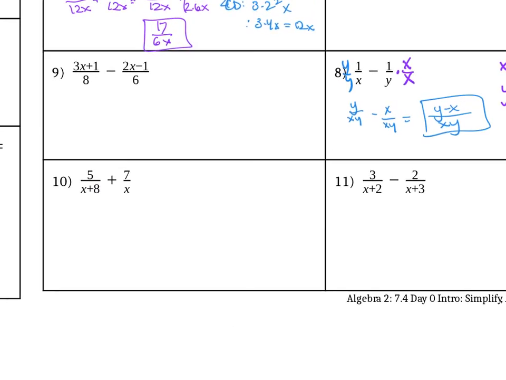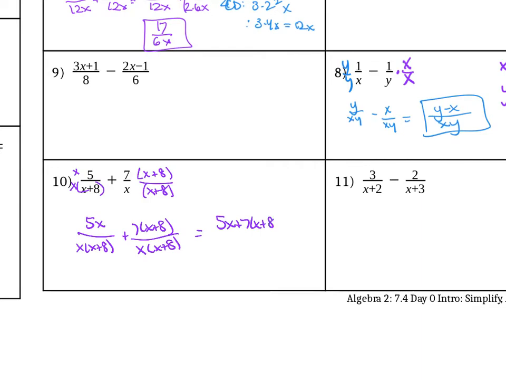And then number 10, you would multiply x plus 8 and x. So this is 5x over x times x plus 8, plus 7 times x plus 8 over x times x plus 8. And so this doesn't simplify very much. It's just 5x plus 7 times x plus 8, all over x times x plus 8. And we can't reduce that. That's all that it goes.